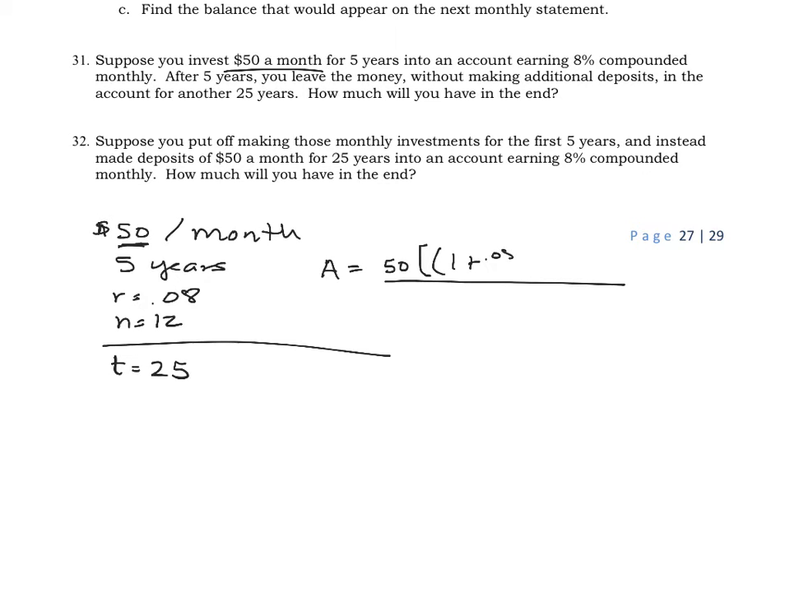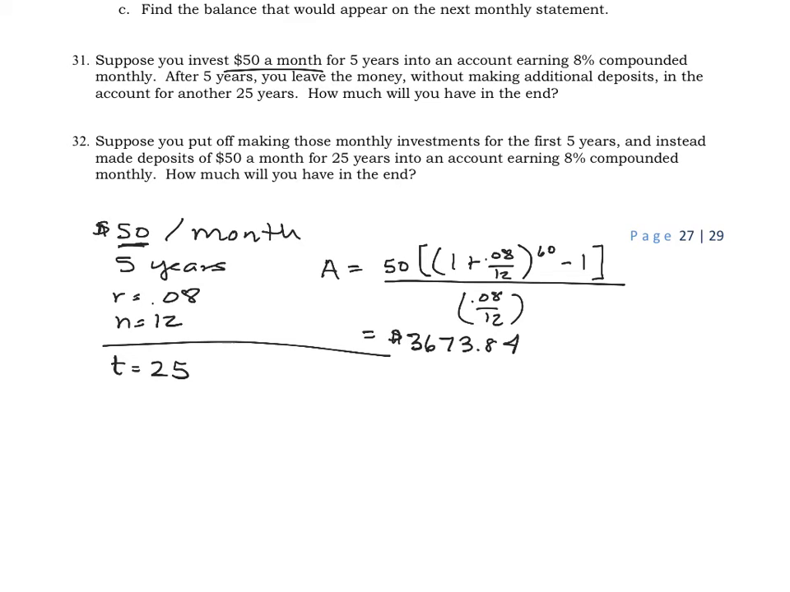1 plus 0.08 divided by 12, raised to the 60th power, minus 1, divided by 0.08 divided by 12. Some of you will need parentheses around that denominator. So when I put that in my calculator, I get $3,673.84.